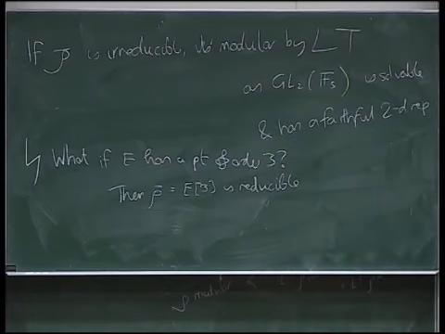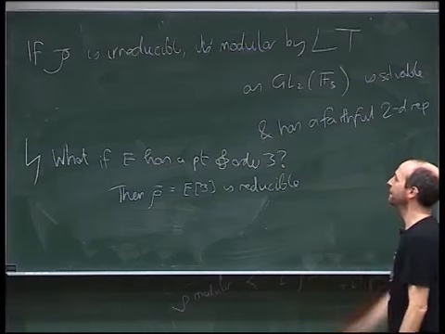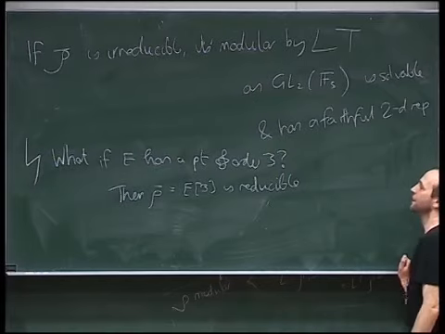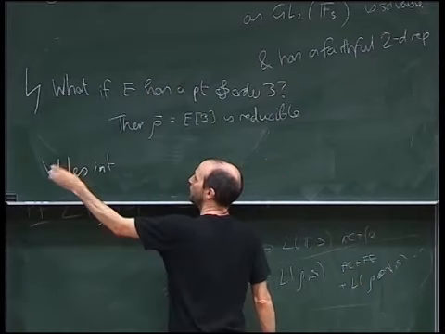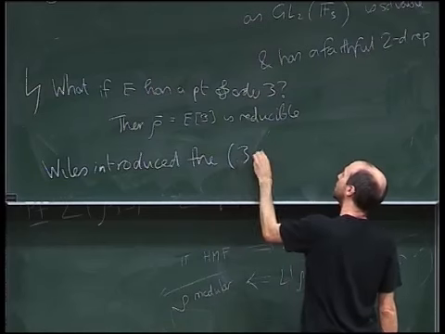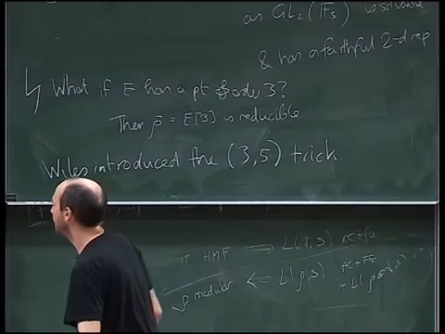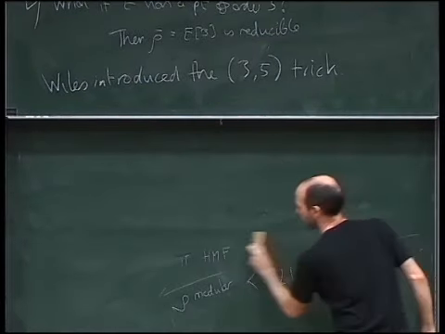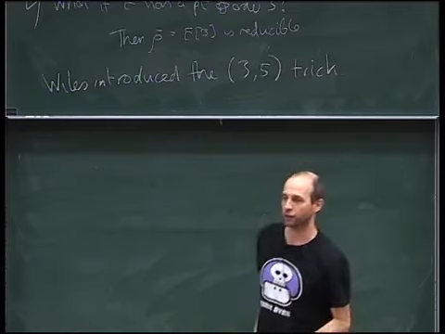So we haven't really got up the hill somehow. We want an irreducible modular thing before we can get going. So Wiles introduced the 3-5 trick, which is the point of all this waffle. Wiles introduced the 3-5 trick. So let me tell you the 3-5 trick, because the heart of this talk is going to be a big generalization of the 3-5 trick.